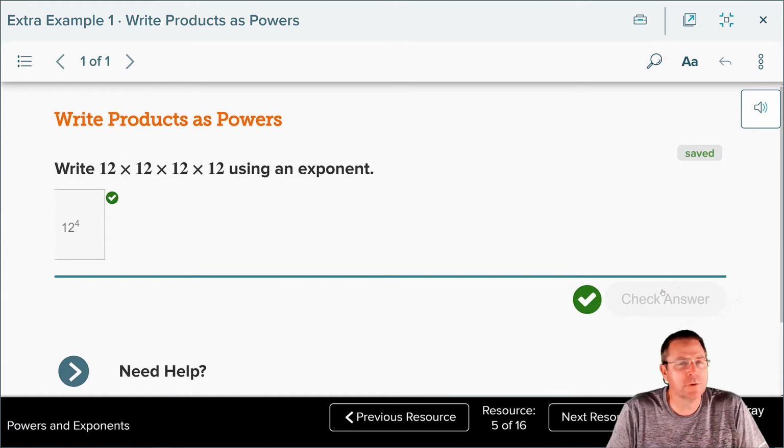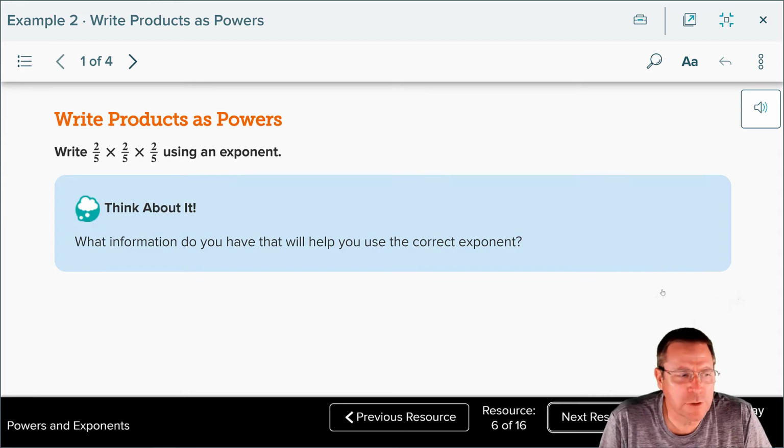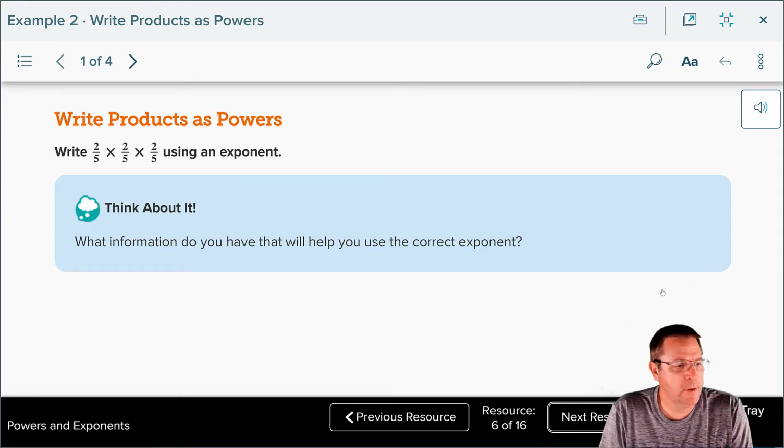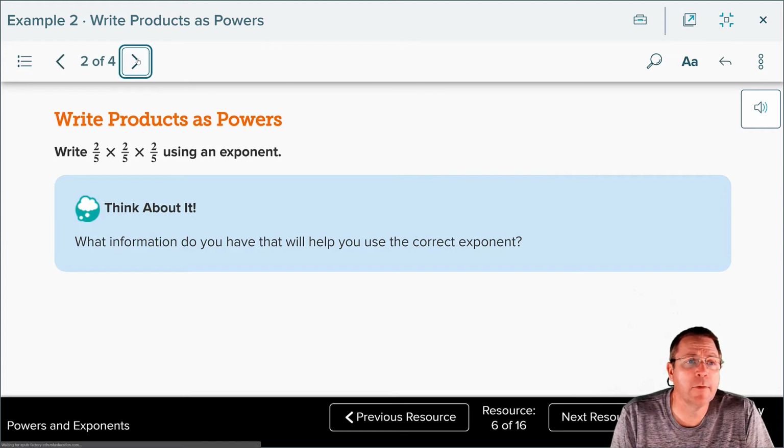That's all there is to doing these problems. But what if you had fractions? Fractions do make things just a little bit trickier here because you have to use parentheses. In this case, you've got 2/5 multiplied by itself 3 times, so it's going to be raised to the 3rd power. But if you just stuck a 3 on top of it, you'd have a real big issue because you'd only be cubing, or raising to the 3rd power, the 5, not the whole fraction.